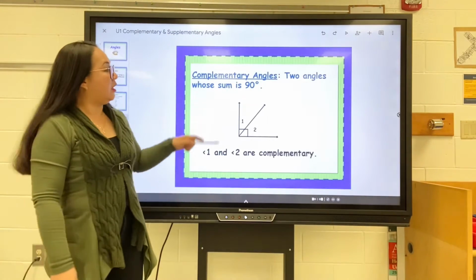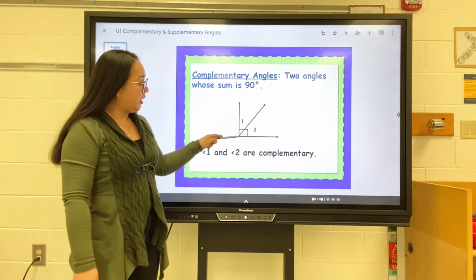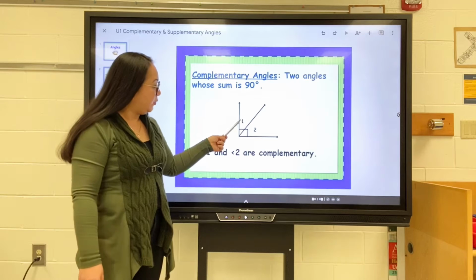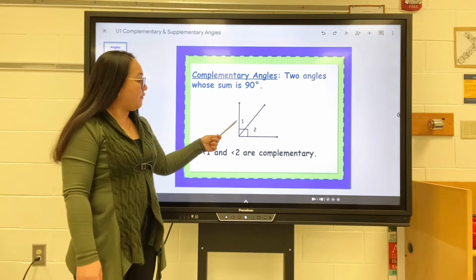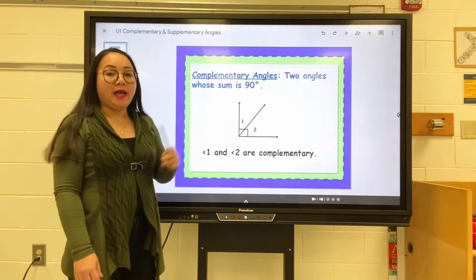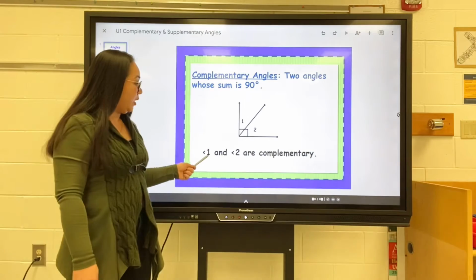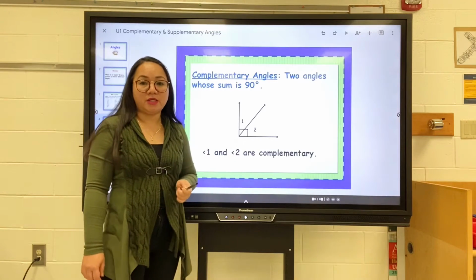Complementary angles are two angles whose sum is 90 degrees. As you can see here in the figure, this is angle 1, this is angle 2. So if you add the measures of the two angles, it is 90 degrees. And you notice that it forms a square corner. So that means angle 1 and angle 2 are complementary.